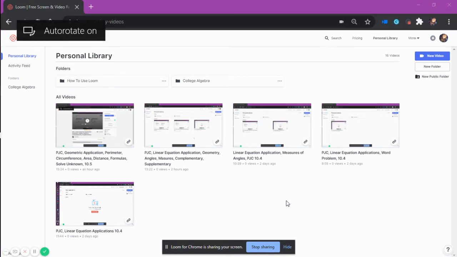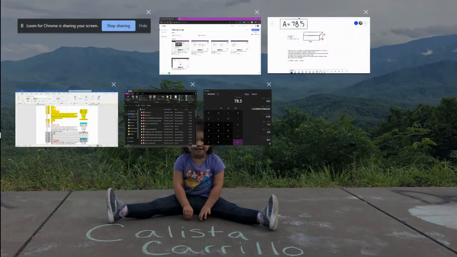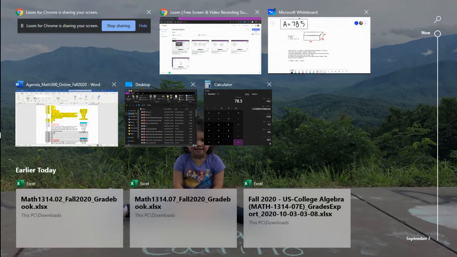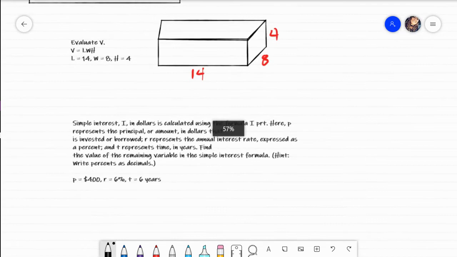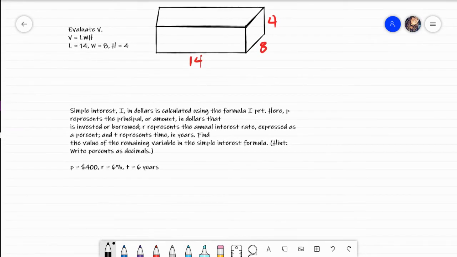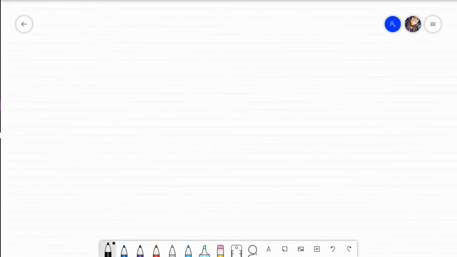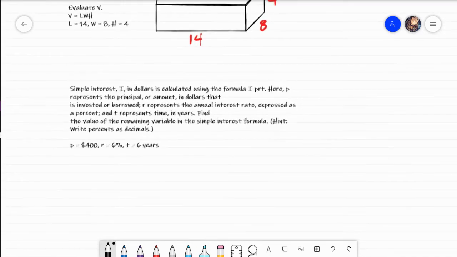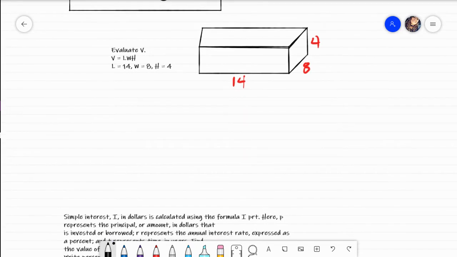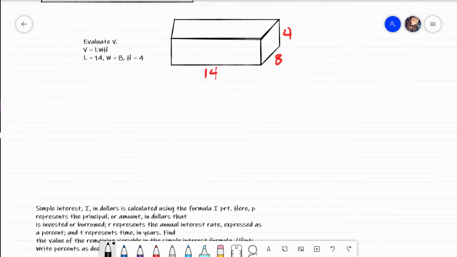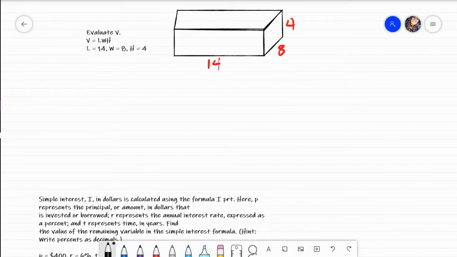We are going to do some more problems from 10.5, which are right here. This problem says to evaluate, and it has V. V is for volume, and it gives me the formula for volume, which is V equals L times W times H. L is your length, W is your width, and H is your height.